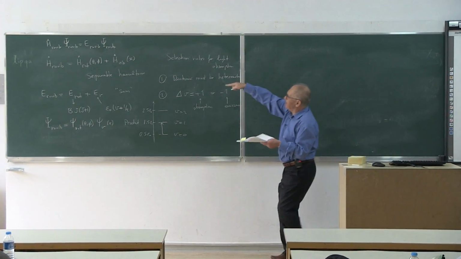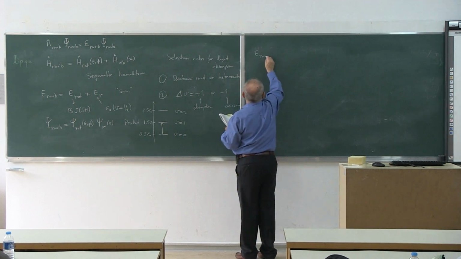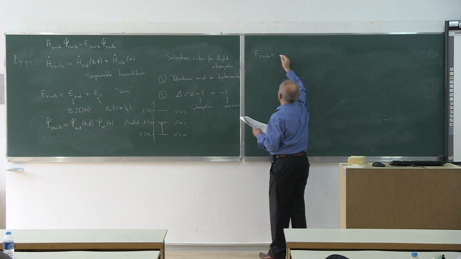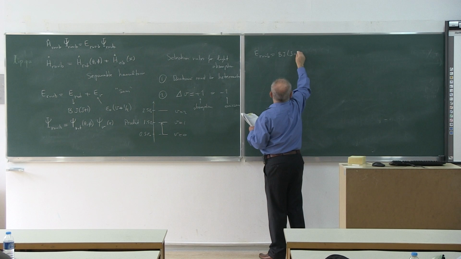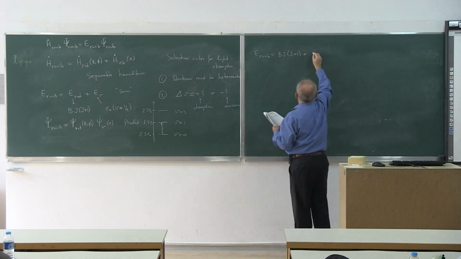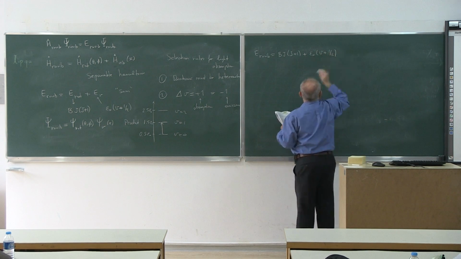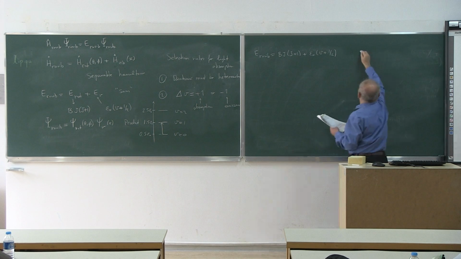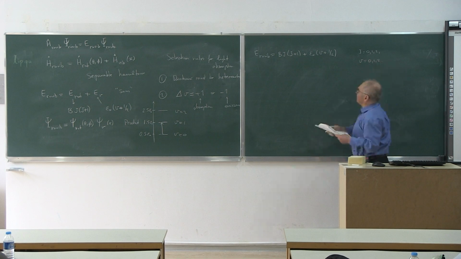Now let us examine the total rotation and vibration energy, B times J times J plus 1, plus F0 times V plus 1 over 2. Here J goes from 0, 1, 2, etc., and the vibrational quantum number V also goes 0, 1, 2. It goes on like that.